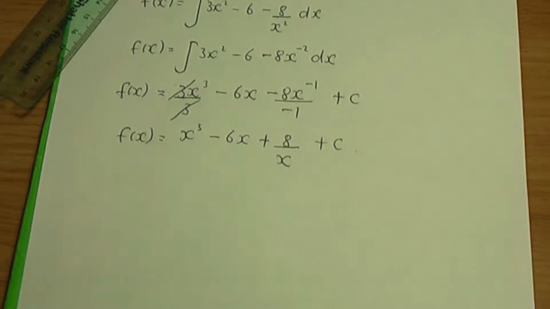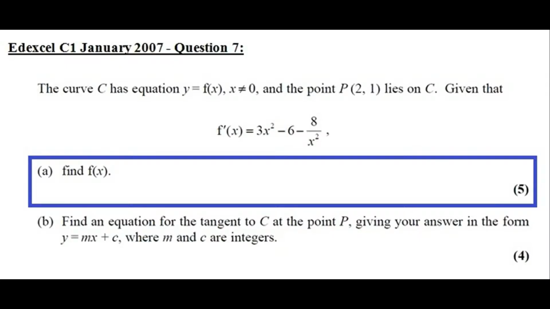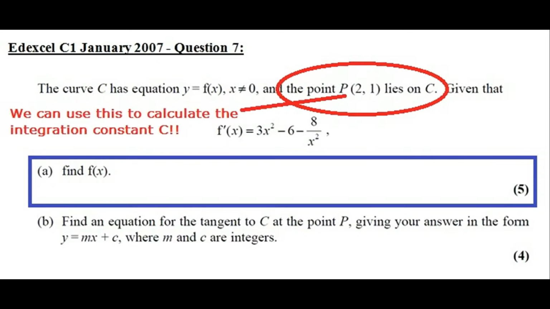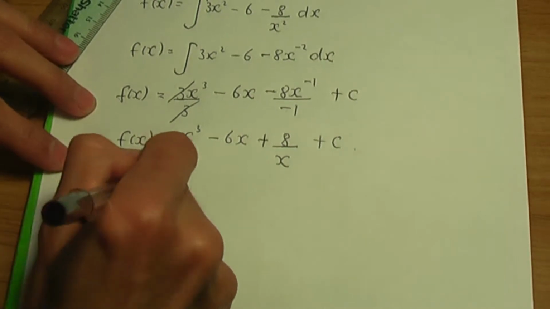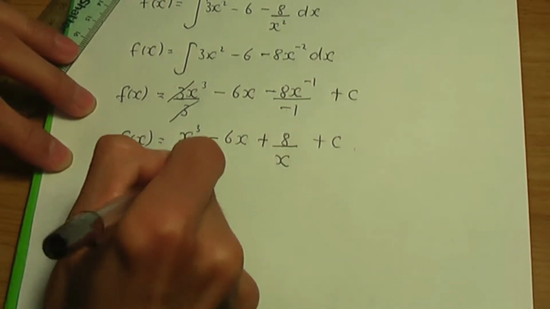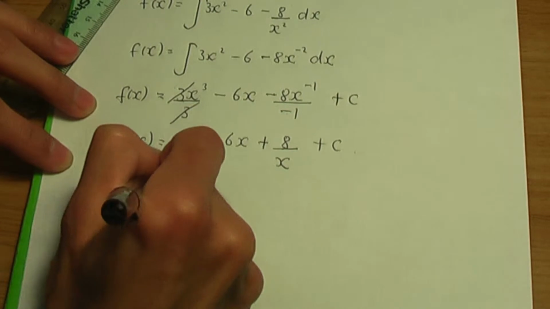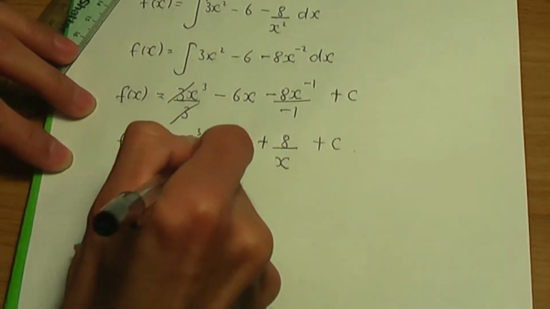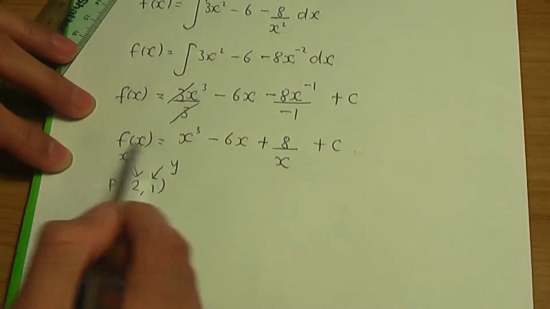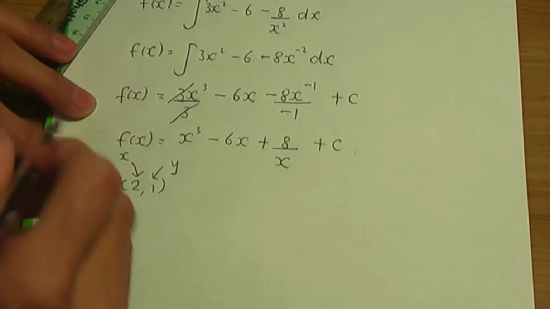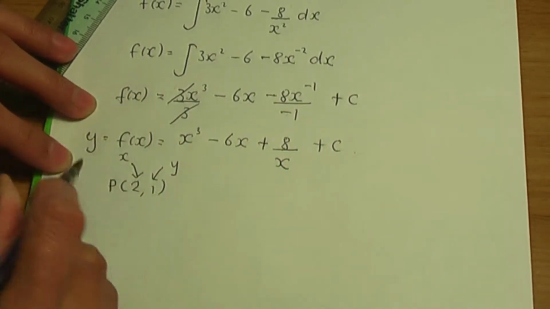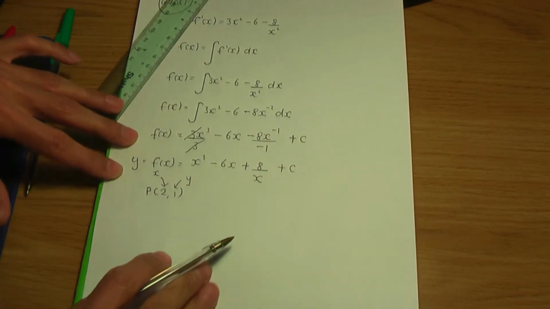Now if we go back to the question, we've been given the information that the point P, having coordinates (2, 1), lies on C. So we can use the x and y coordinates of this point to find the value of the integration constant. So back to the paper and pen. We've been given this point P (2, 1), so 2, 1 refers to the x and the y value. Let's replace it in our f of x. Remember, f of x is the same as y equaling this particular expression.